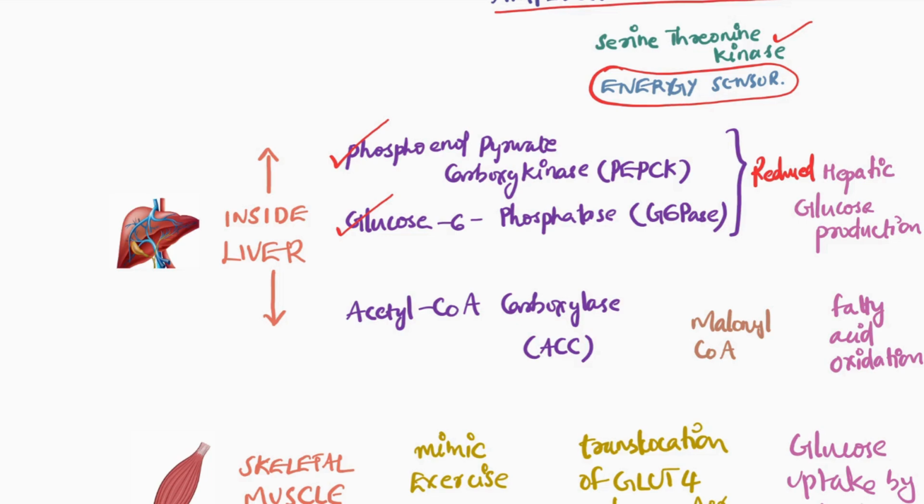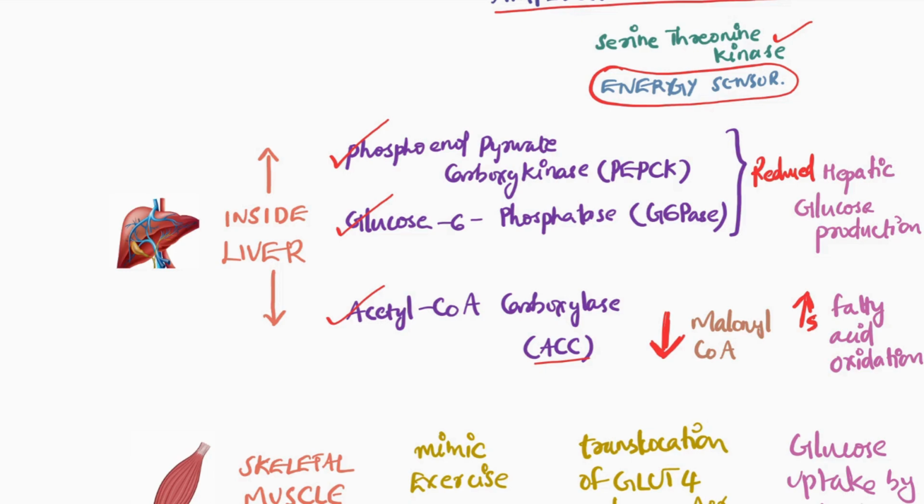As well as this, AMPK also inhibits another enzyme, which is acetyl-CoA carboxylase, and this enzyme is involved in fatty acid synthesis. So the inhibition of the acetyl-CoA carboxylase enzyme will further decrease the malonyl CoA levels, which enhances the fatty acid oxidation in the liver. So this is the effect of metformin inside the liver.